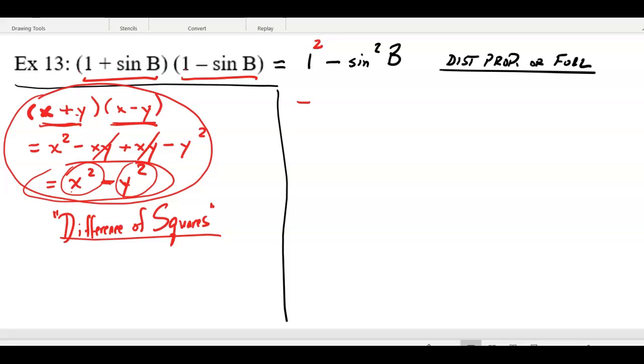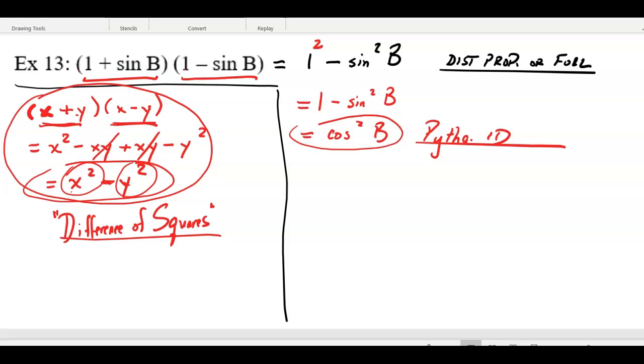Okay, so we have 1 minus sine squared of b, right? Just to kind of rewrite that because it was kind of muddled. Well, that's just cosine squared of b. How do I know that? Pythagorean ID. Done! End of proof. We have simplified.